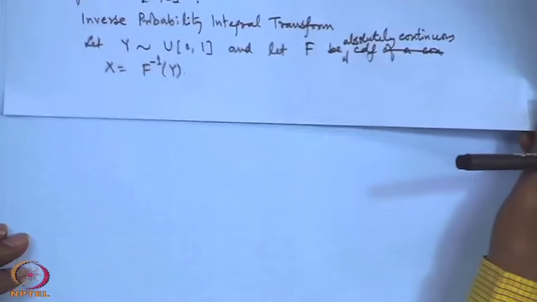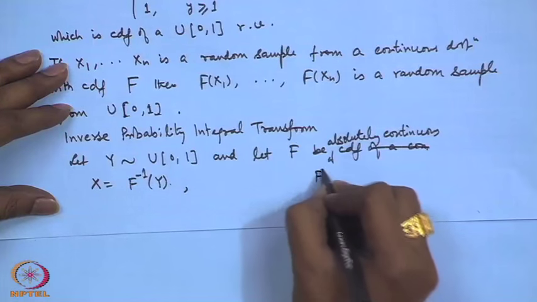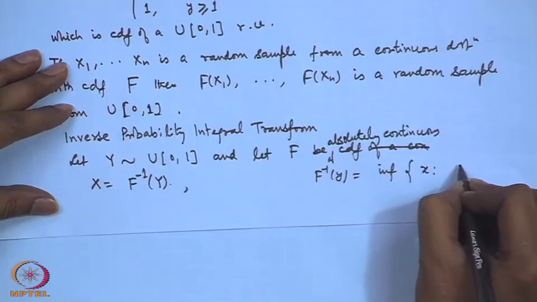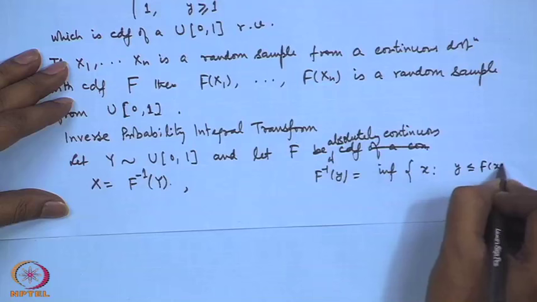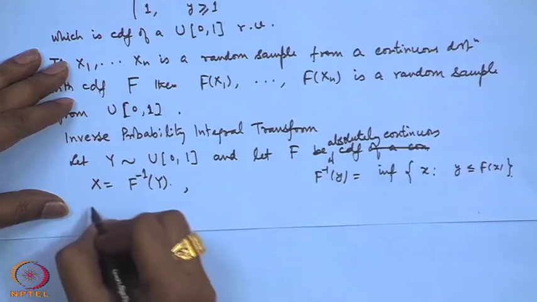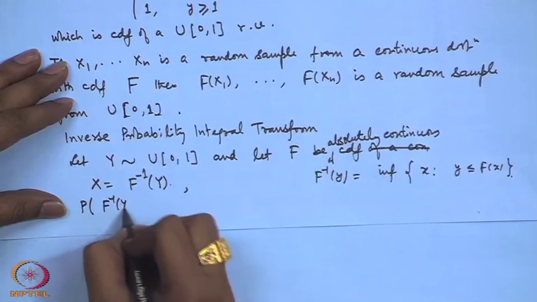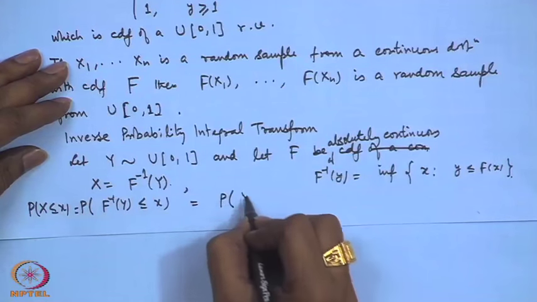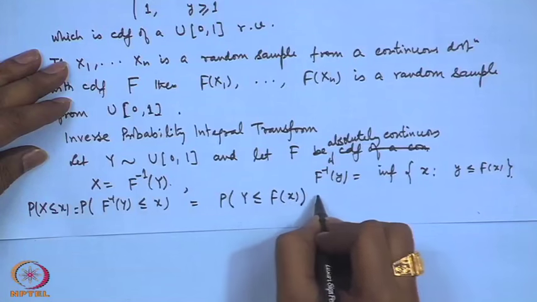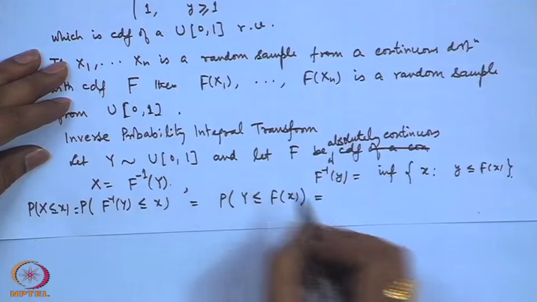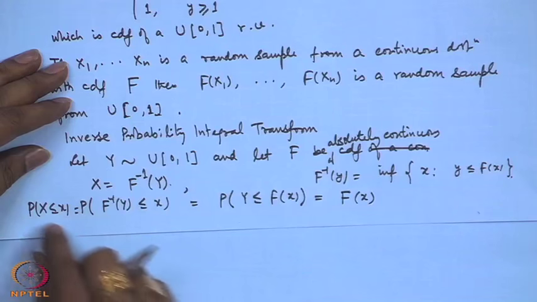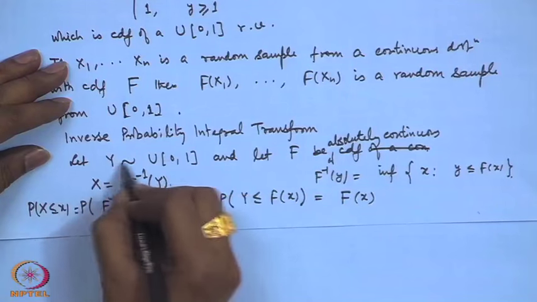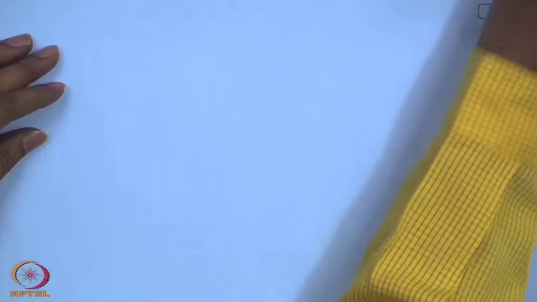Let us look at, so how do you define the inverse? The inverse of a function F is defined as the infimum of the set of all x's for which y is less than or equal to F(x). So, if I consider probability of F inverse of Y less than or equal to, say, x, that is probability of X less than or equal to x. So, that is equal to probability of Y less than or equal to F(x). But what is this thing? Y is uniform 0, 1. So, this has to be simply F(x). So, what we are saying? CDF of capital X is F(x). So, what we are proving is that if Y has this. So, let me write this result here in the form of a theorem.